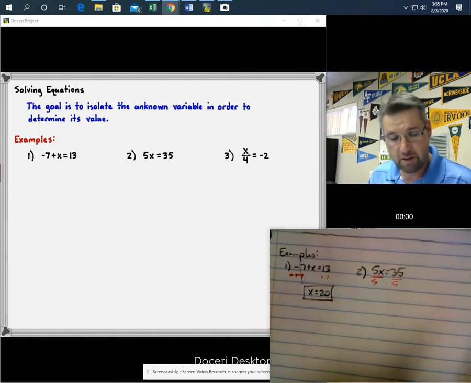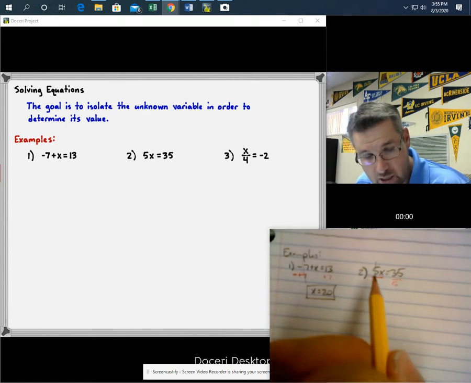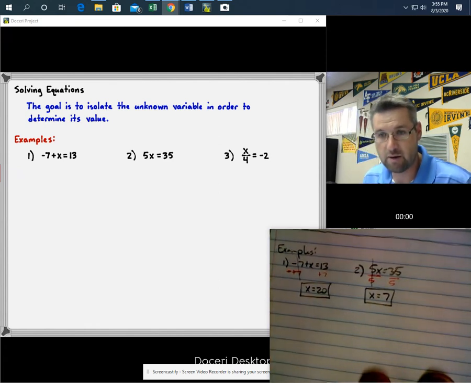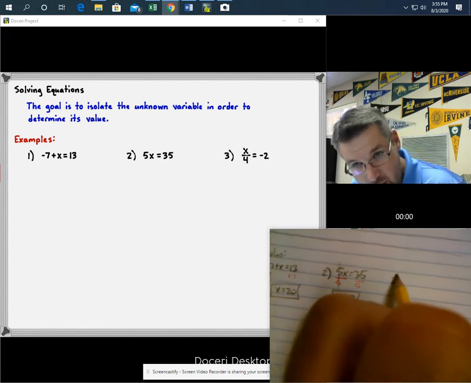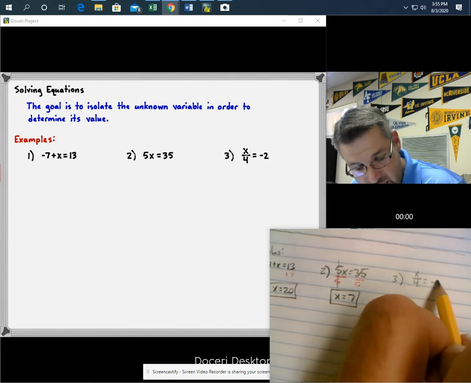So to get rid of that, I'm going to divide by 5. As a result, I end up with these being reduced, and I'm left with x equals 7 as a final answer there. And then for number 3, we've got x over 4 equals -2.